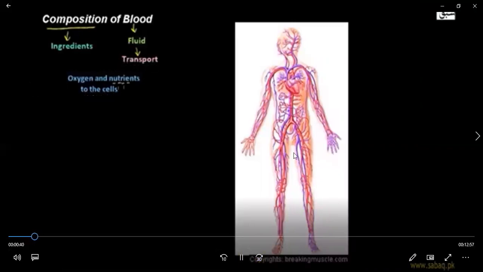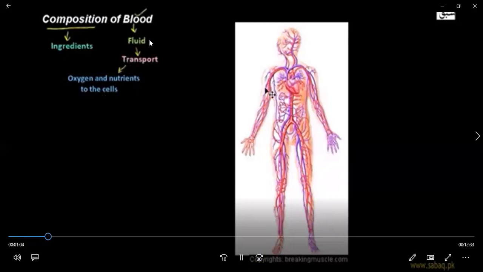This is the picture that shows the whole network of your circulatory system. The red ones are your arteries and the blue ones are your veins. The red arteries move from the heart towards the cells of the whole body, and the veins, the blue-purple vessels that you can see, move from the cells towards the heart, carrying the deoxygenated blood and the waste material.